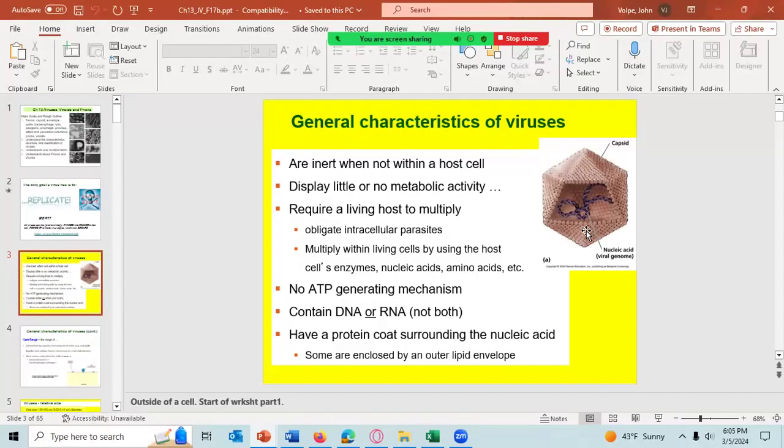Some viruses also are enclosed by an outer lipid envelope. That would be out here, surrounding the protein coat. Not all viruses have an envelope, but some do. Any question about any of that?